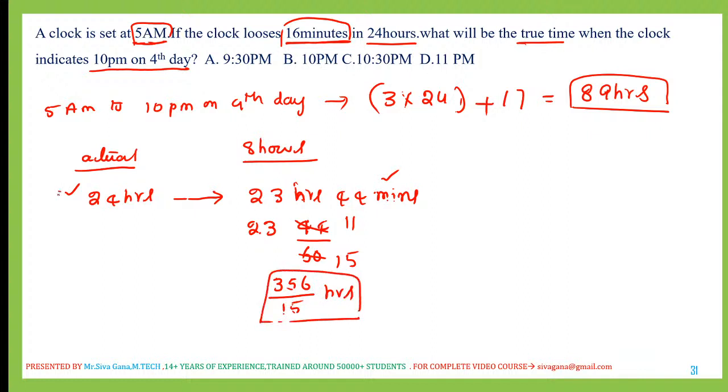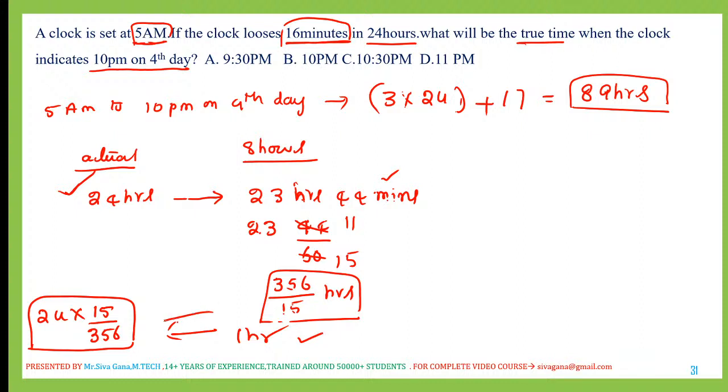But the actual completed is 24 hours. Taking it in reverse, when it shows 1 hour, the actual is 24 into 15 divided by 356. This is for 1 hour duration. For 89 hours duration, it is 24 into 15 divided by 356, into 89. Using the on-screen calculator, how much did I get?